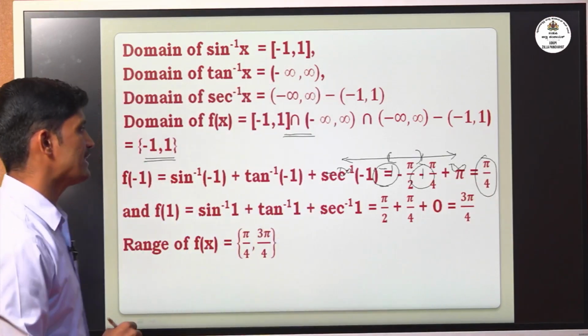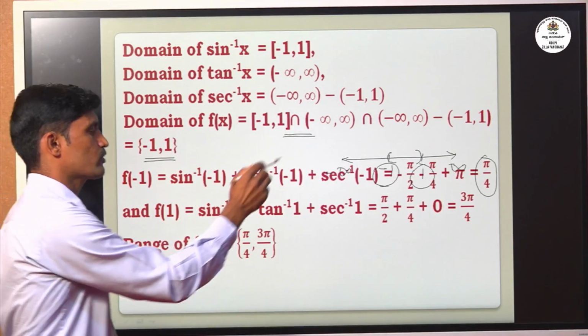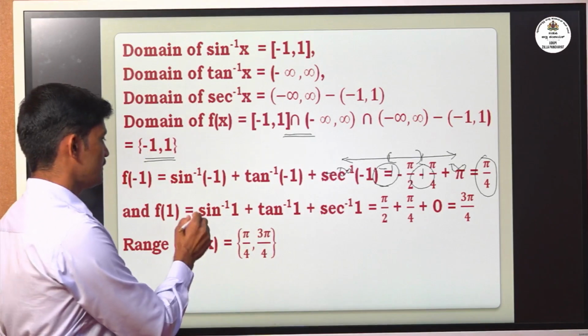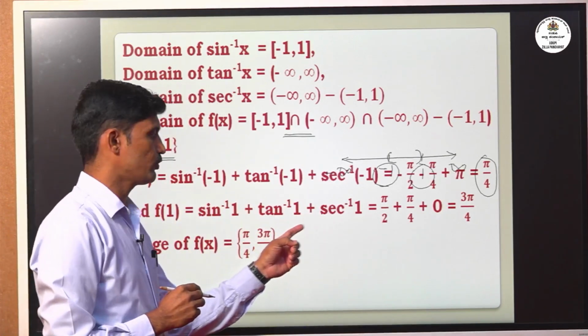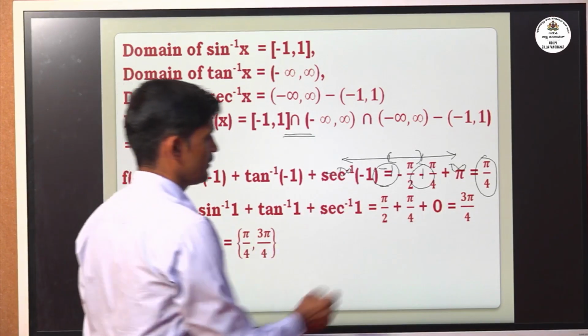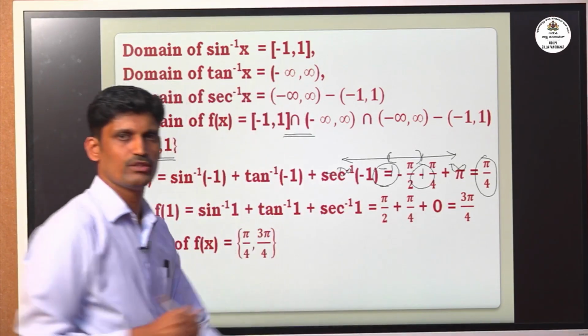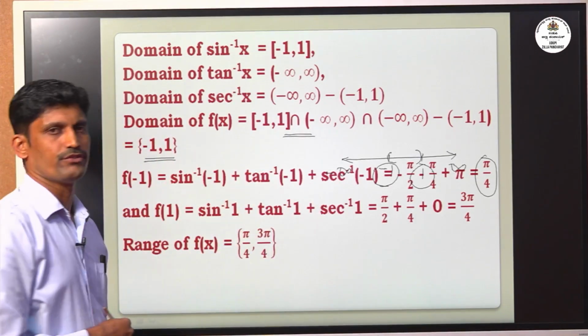And f of 1, x is equal to 1, is sin inverse of 1 plus tan inverse of 1 plus secant inverse of 1. Sin inverse of 1 is pi/2, tan inverse 1 is pi/4, secant inverse of 1 is 0, because secant 0 is 1. Therefore this value is 3π/4. So these are the only two values which are the range of the function f of x.